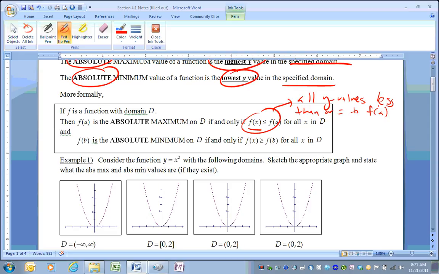Whereas absolute minimum, you have something like a parabola. That's a great example. That'd be absolute minimum, right? Because is any y value less than it? Maybe equal to it if you're at the vertex, but so.